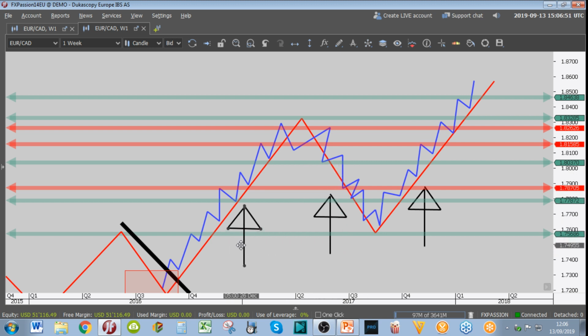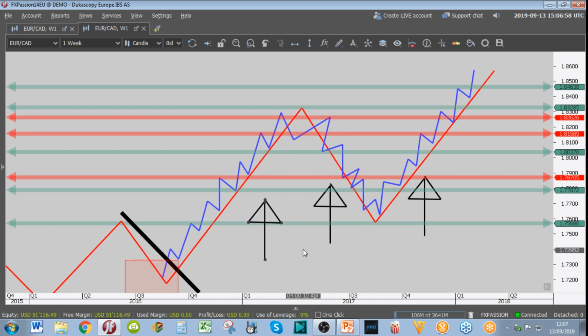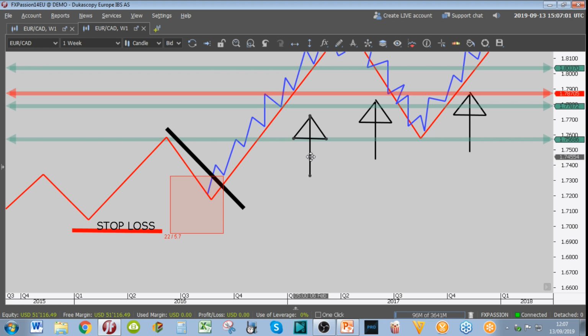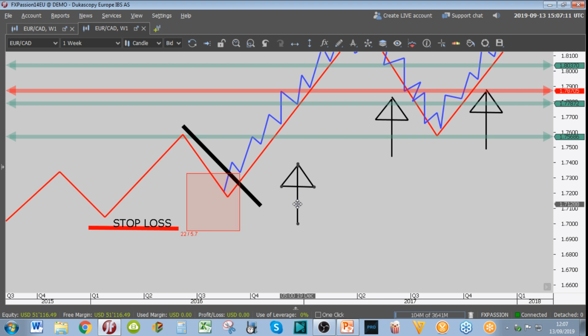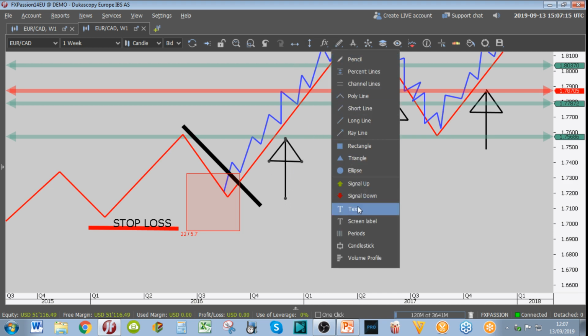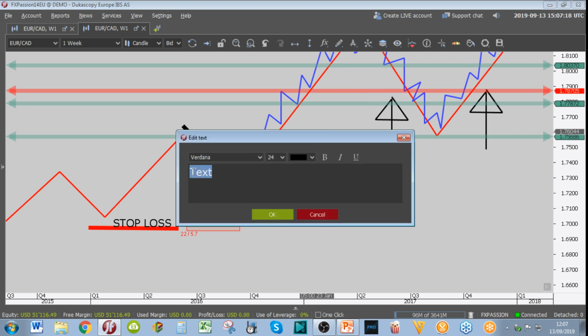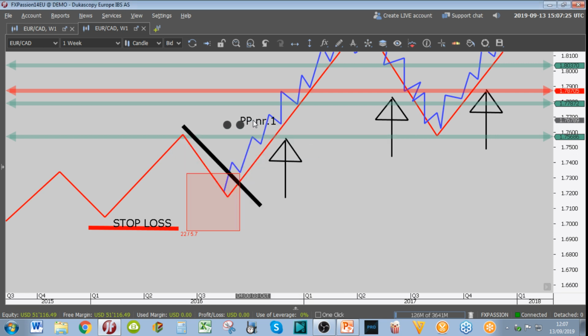But we need to address what is high risk, what is less risk, what is high probability, what is less probability of success. So this is the first counter trendline break. We have the stop loss, we entered into a trade. Now, question number one, we have a pivot point up in here. Let's write this down. PP stands for pivot point number one.